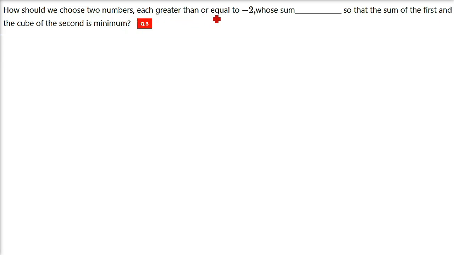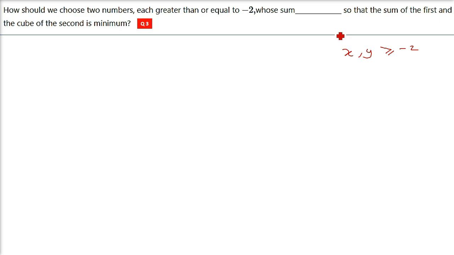How should we choose two numbers, each greater than or equal to -2, so that the sum of the first and the cube of the second is minimum? Now x and y, we have to choose two numbers each greater than or equal to -2. They can be equal to -2. They have to be greater than or equal to -2. These are the only possibilities for choosing those numbers.